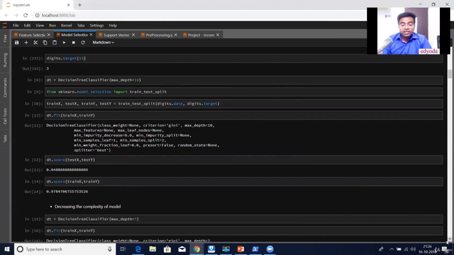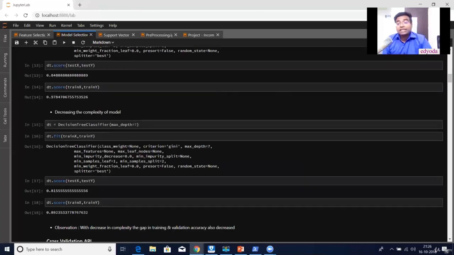Now if we decrease the depth of the same model to 7, we can see the variance decreasing. Of course, the bias also gets increased and variance decreased. That means accuracy falls down, but the gap between the training data accuracy and testing data accuracy is reduced here.